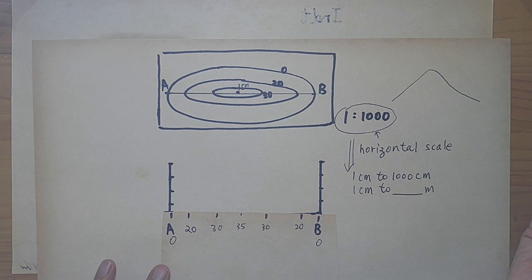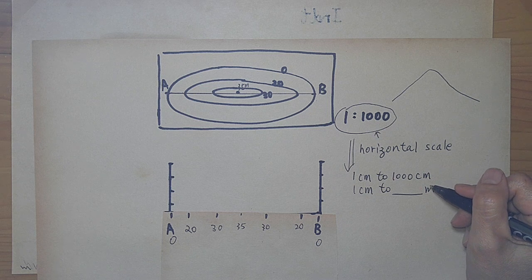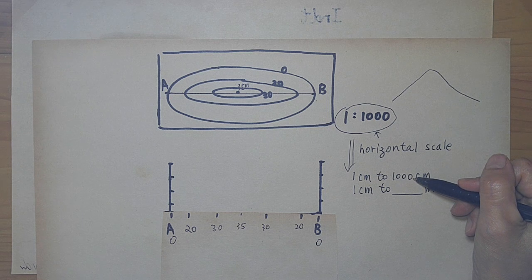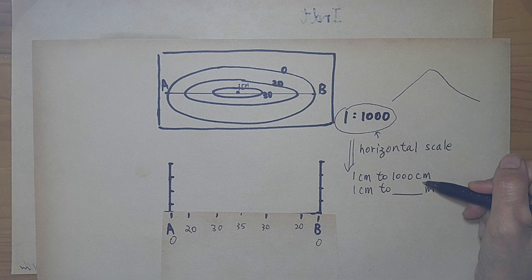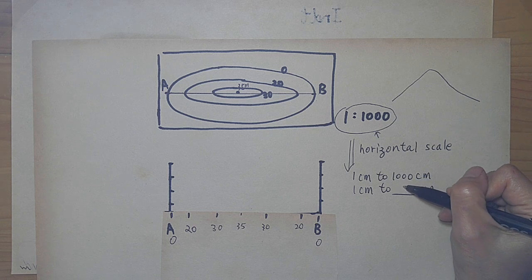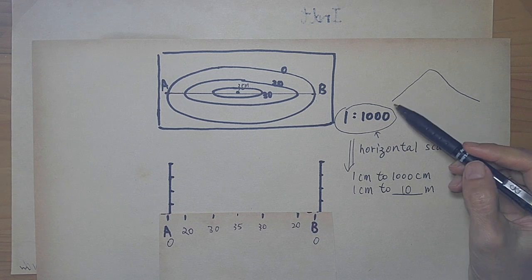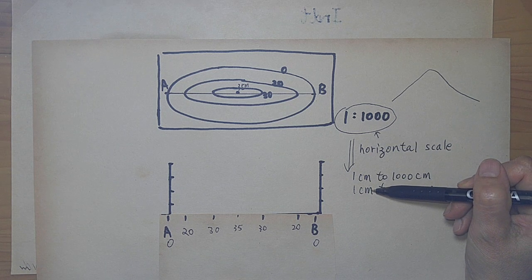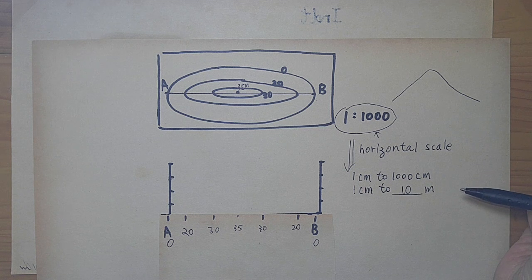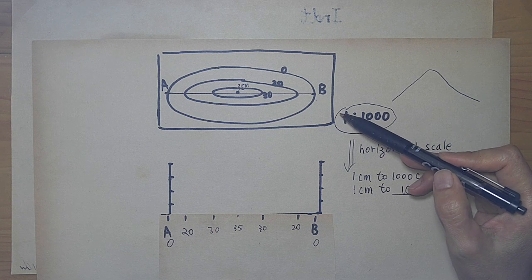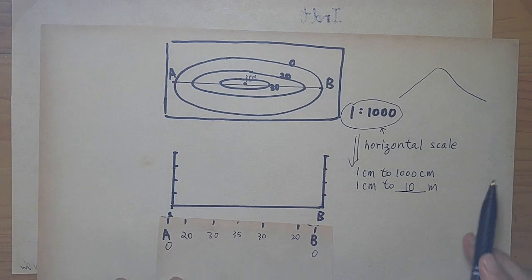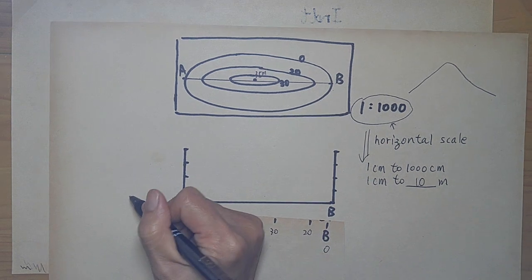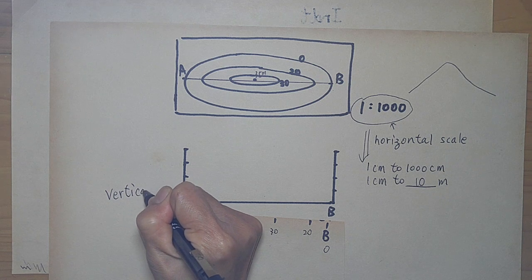Now how many m here? So remember we have learned this before in Form 1. So we just try to change. It's divided by 100, is right? Because 1 m equal to 100 cm, right? So we have 10 m here. Now that means, for this scale, that we have 1 cm on the map. It means 10 meter on the ground. Alright, so this is the horizontal scale here. And now I want you to make this scale. Now this is the vertical scale, 垂直比例.